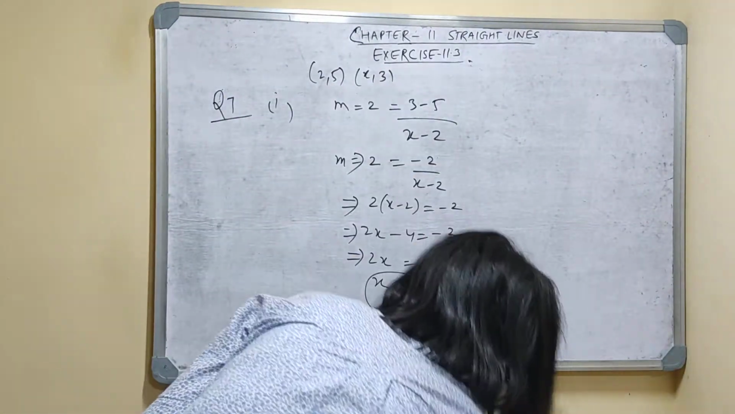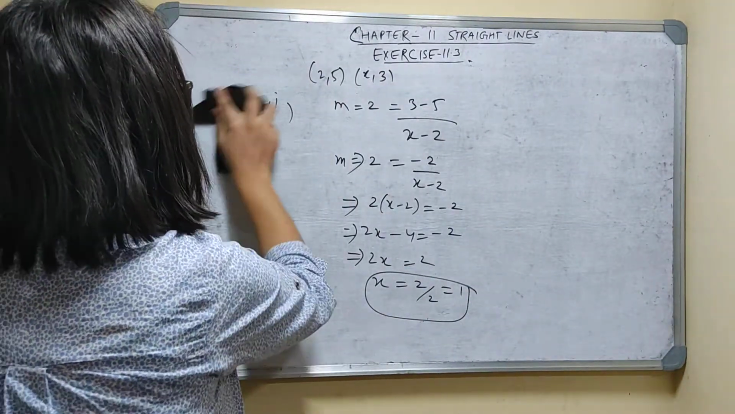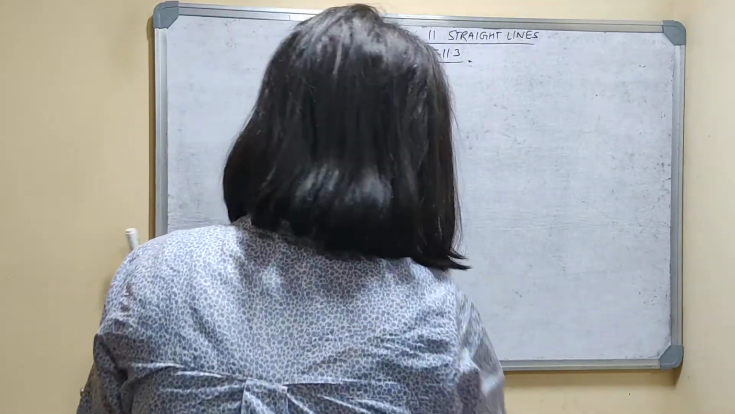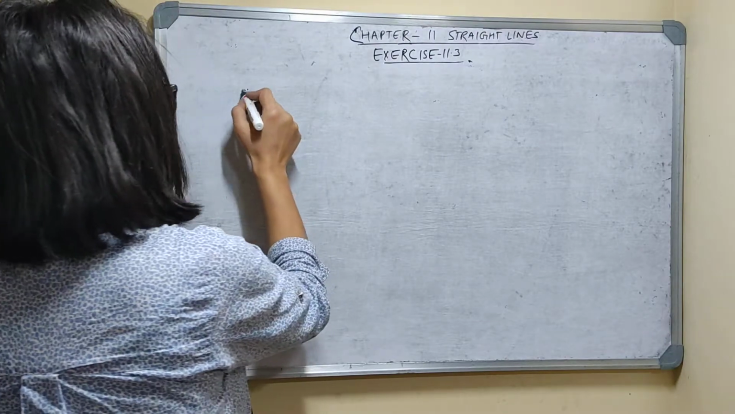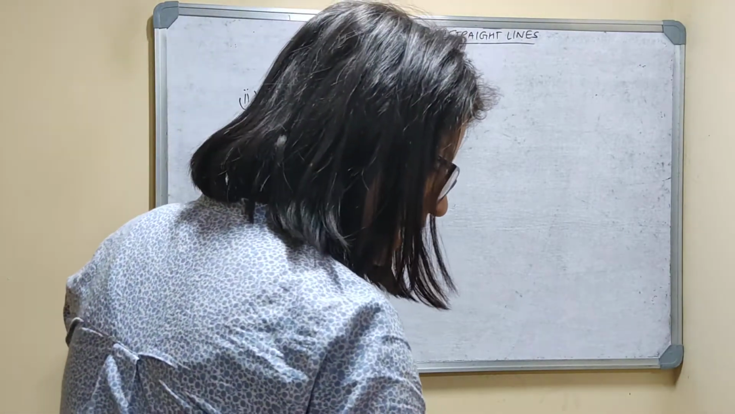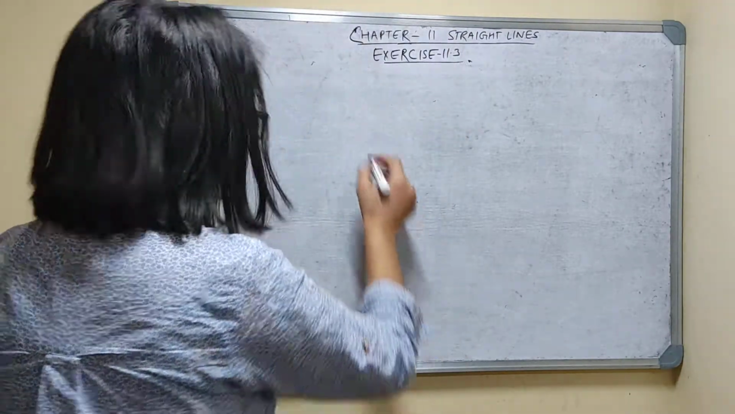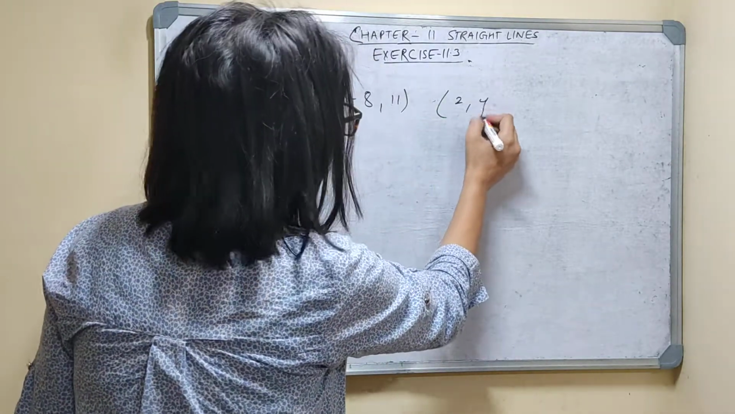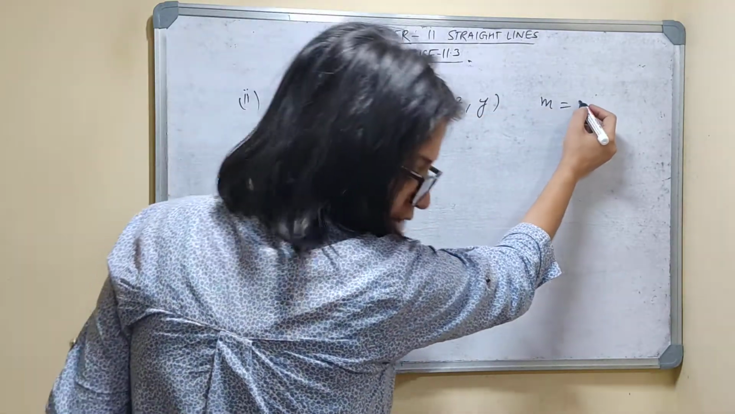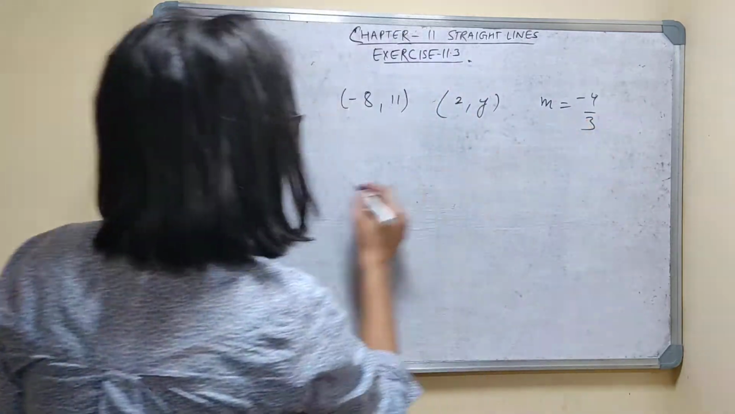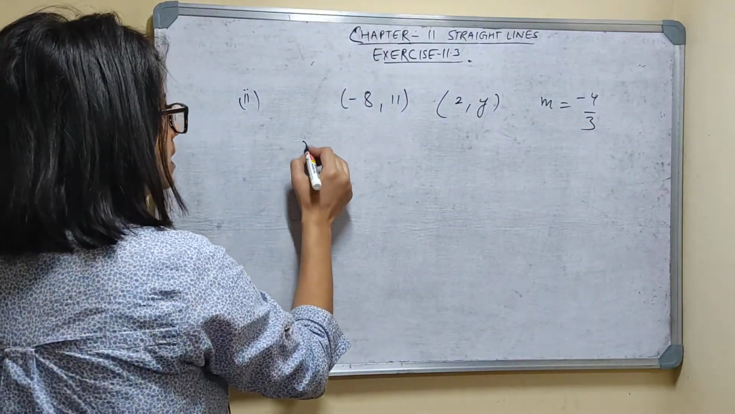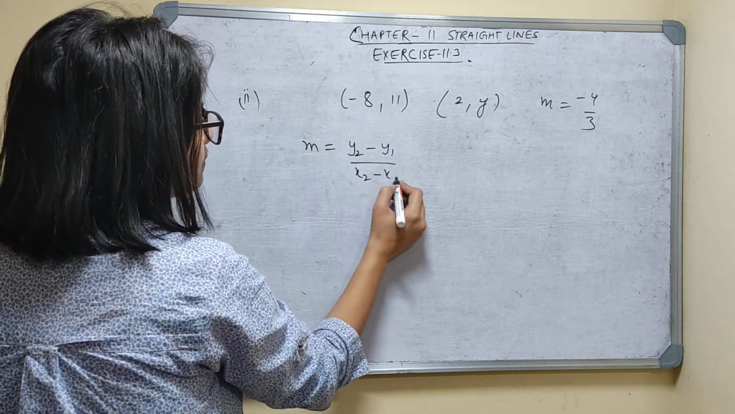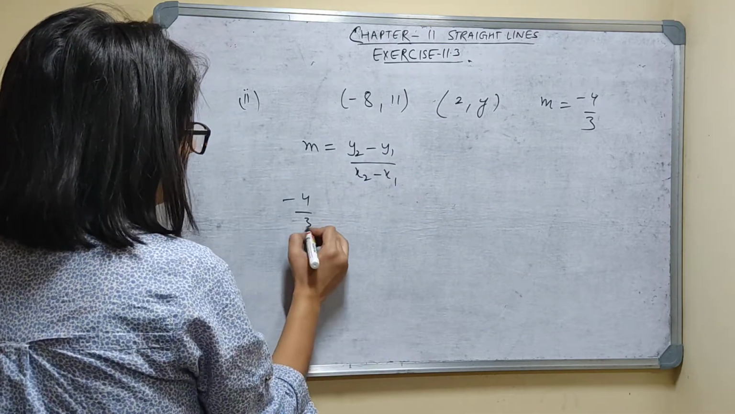Now second part. Question number 7, second part. Find y if the slope of the line joining these points is given. Points are given minus 8, 11 and 2, y. And slope is given what? M is equal to minus 4 by 3. So how will you write? M is equal to y2 minus y1 upon x2 minus x1. At the place of m I am writing minus 4 by 3.